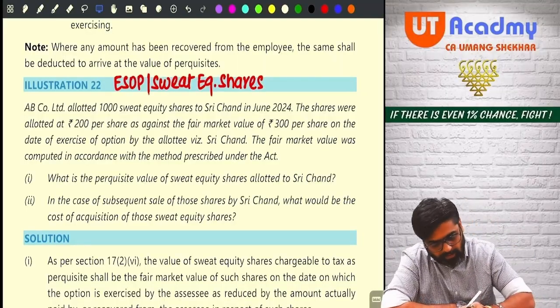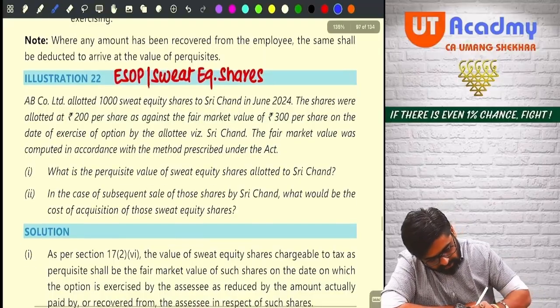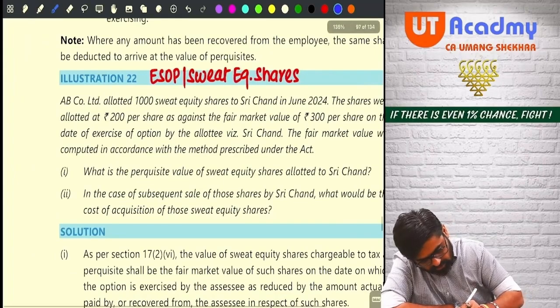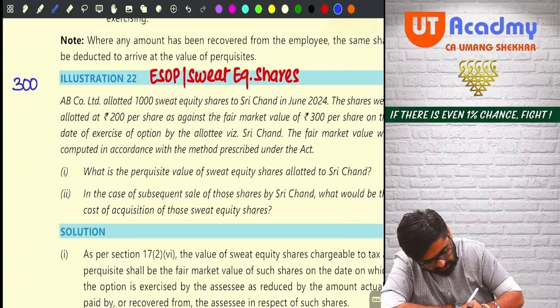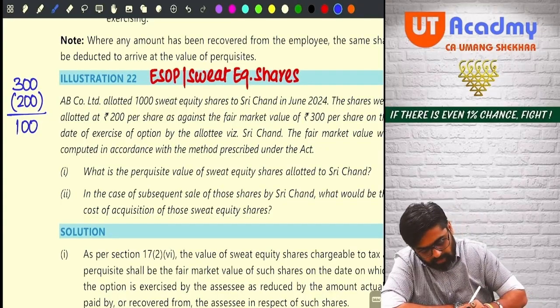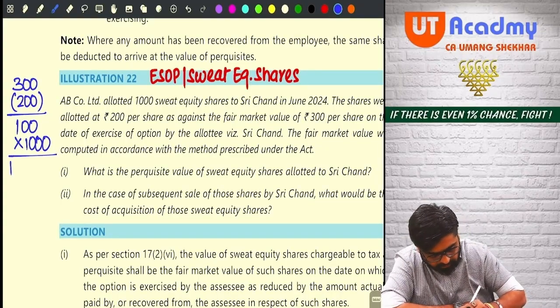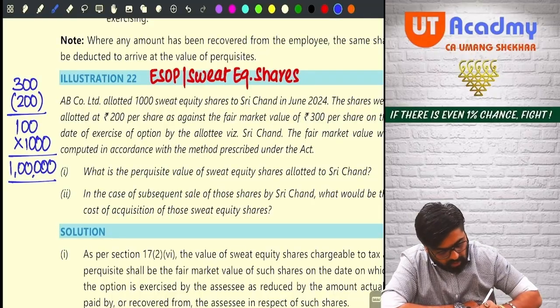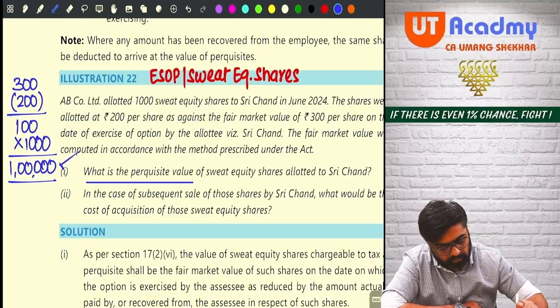Okay. So what we are going to do? We are supposed to take 300 per share minus 200 the exercise price. So total will be 100 per share. This 100 per share will be your benefit. Multiplied by how many shares? 1000 shares. You are going to get 1 lakh rupees as the perquisite. What is the perquisite value? Sir, 1 lakh is the perquisite value.